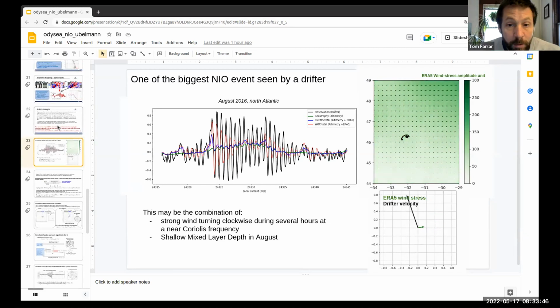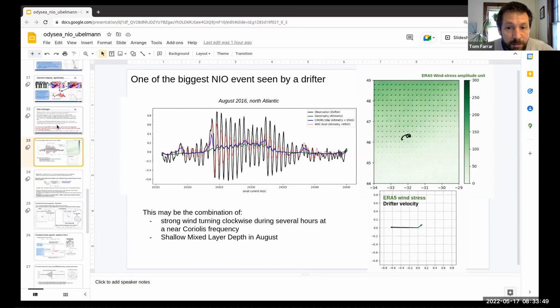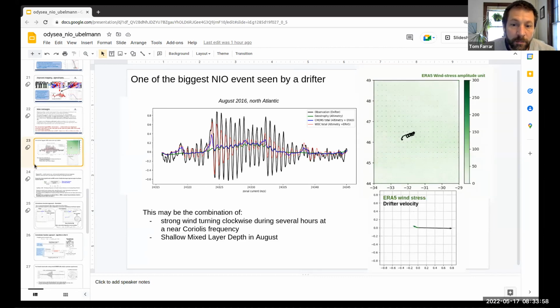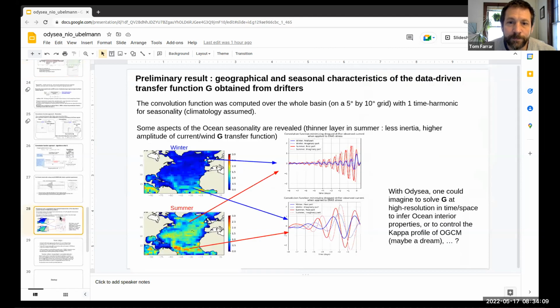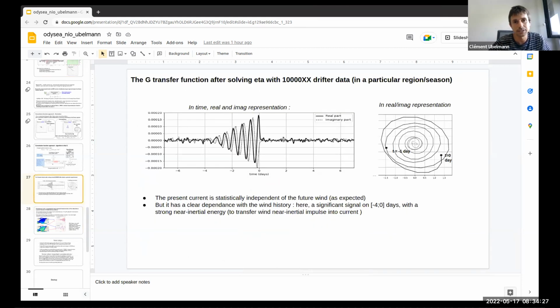Clément, really nice presentation. I think the results you're getting with the transfer function, using that to infer mixed layer depth, are really interesting. I was wondering if you have a sense of what kind of time and space resolution you could get out of such an estimate. Yeah, because here we had to define a 5 by 10 degree grid and assume only one harmonic for seasonality, because we don't have many drifters, otherwise the noise level is very high.